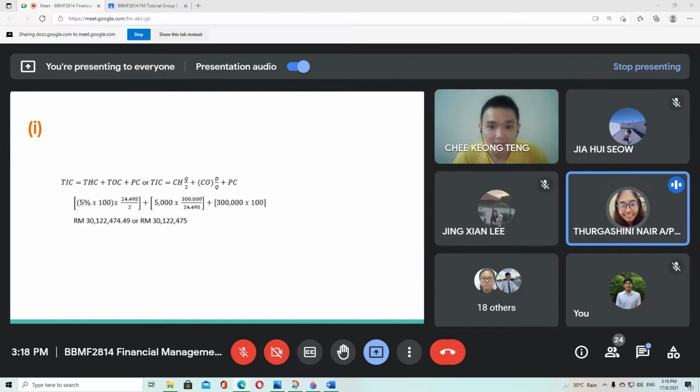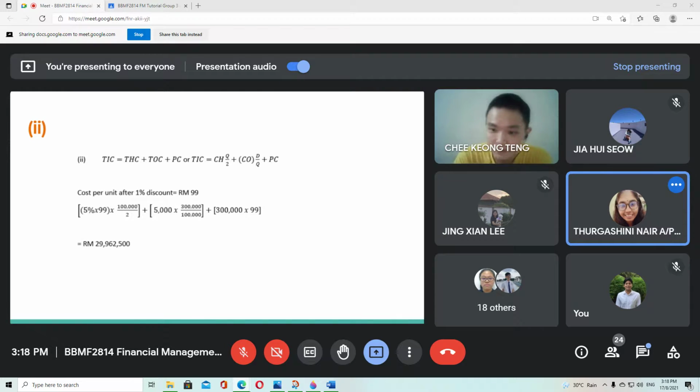Next. So for the part one, also we need to calculate the total inventory cost that consists of total holding cost plus purchase cost. Substitute all the numbers into the formula. So the answer we will get is 30,122,475 ringgit.